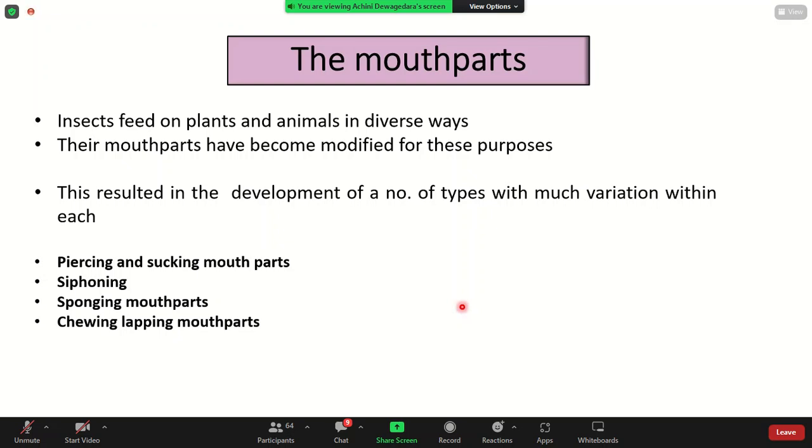Right? Can you tell me an example for insects with chewing mouth part? Mollusks. Slugs. I'm talking about insects.